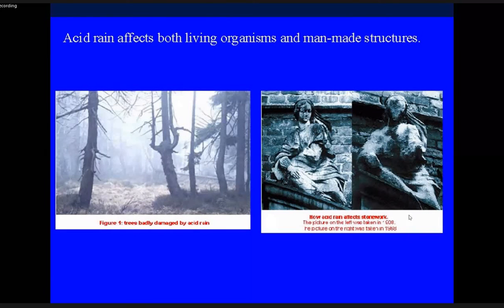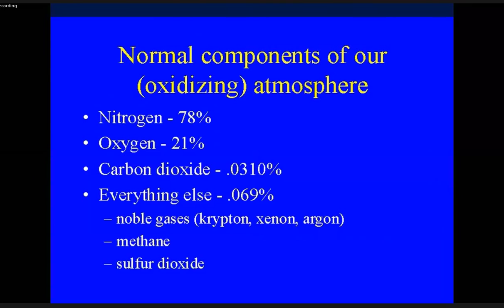Here, this statue you can see, this was the picture in 1988, and this is the same statue in 2008, and this is all because of the acid rains. This is, you can see, the deforestation because of the acid rain. So this is all the effect of the acid rain.